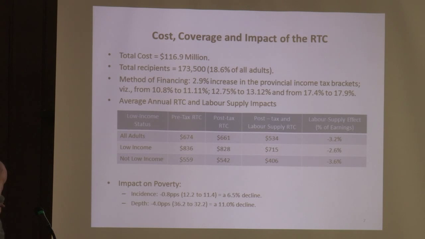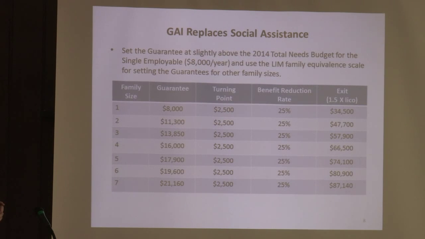Impact on poverty. This is the other nice thing about SBSDM. You can then look at its impacts on rate and depth of poverty. So you get a 6.5% decline in the poverty rate and 11% decline in the depth of poverty. So that's one example. Second example is a bit more ambitious.